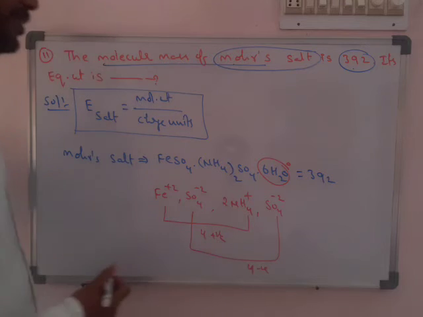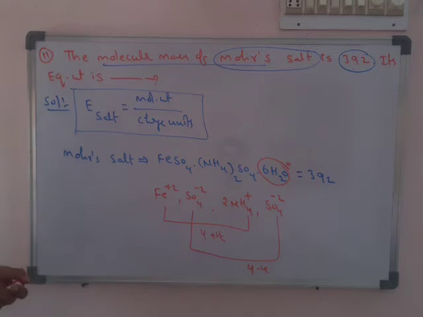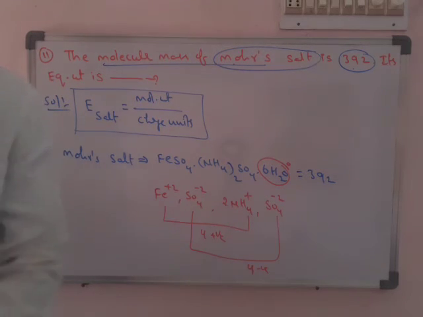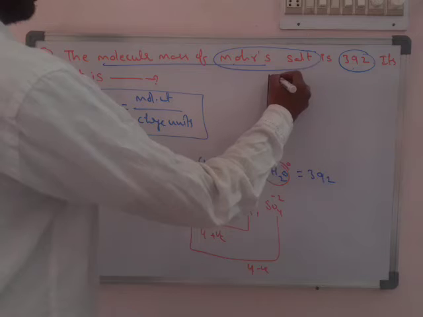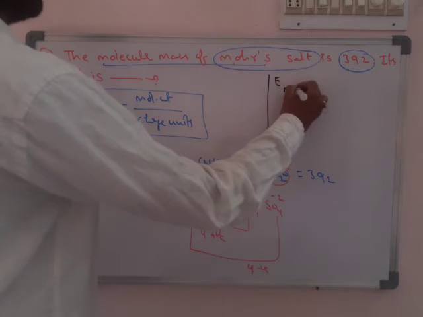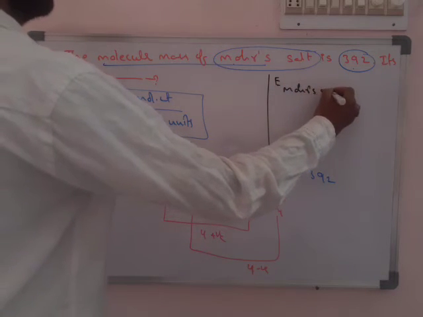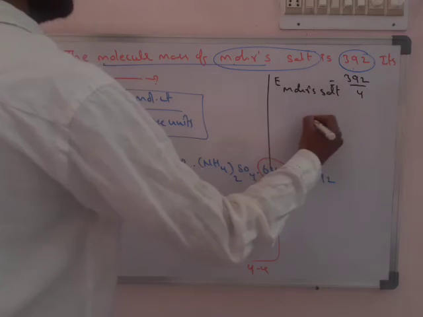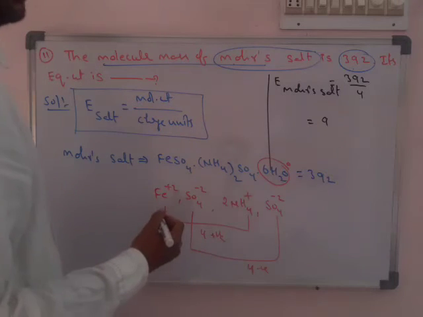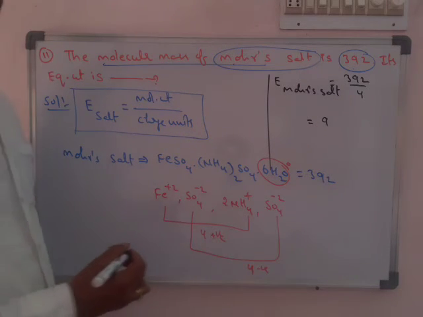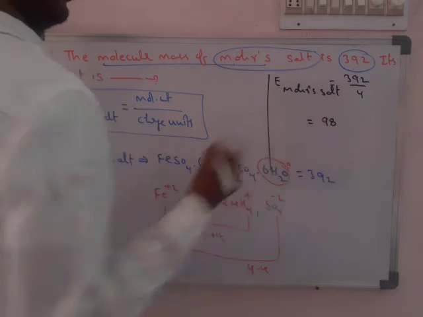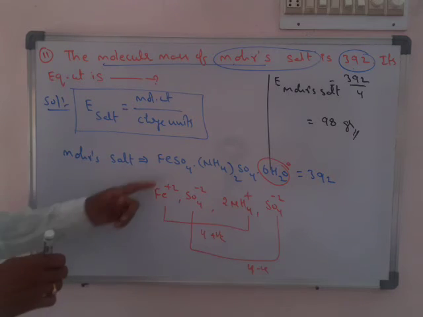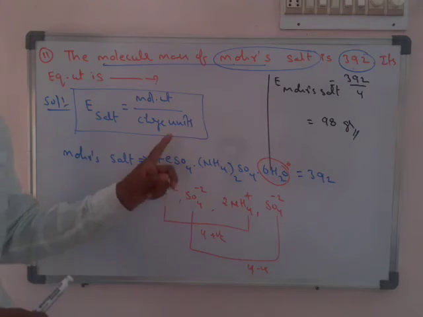Therefore the equivalent weight of Mohr's salt becomes 392 divided by its charge. It's 4. So 98 grams. So we have to remember this formula. Always it is not given in the problem.